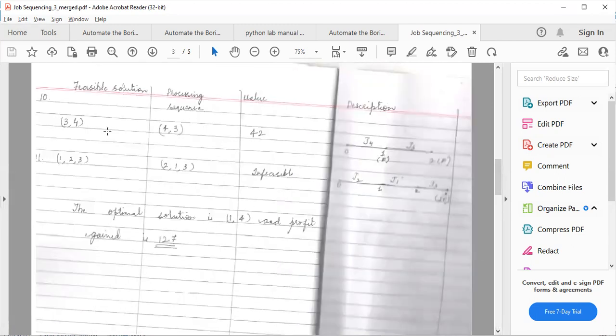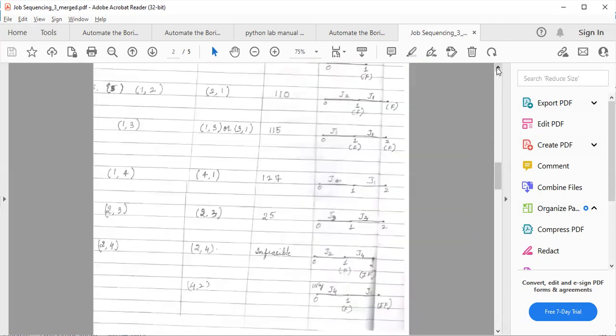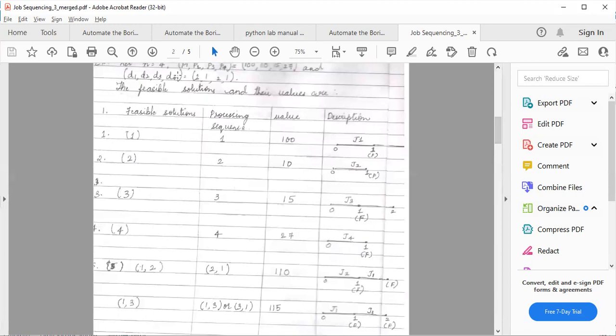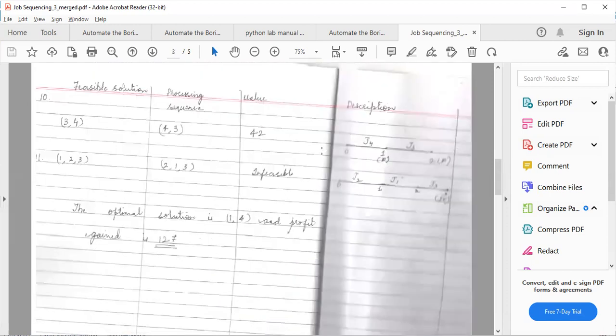Now next we are going to go with 3 and 4. We are sequencing it as first 4 and then 3. Why is that? 3 has a deadline of 2, and 4 has a deadline of 1. Therefore first 4 and then 3. The total profit earned by adding the profits of 4 and 3 is 42. This is a feasible solution, because 4's deadline is 1 and it is accomplished, and job 3 can be lined up after J4. Since it finishes at 2 and its deadline is also 2, this is considered a feasible solution.